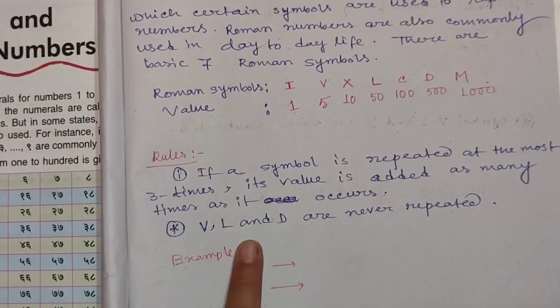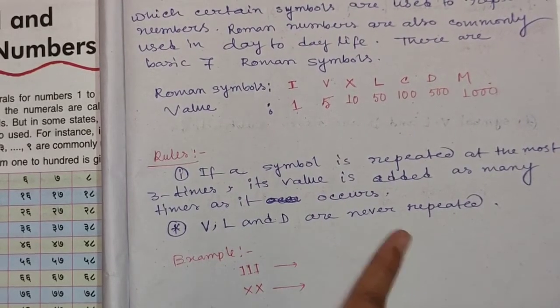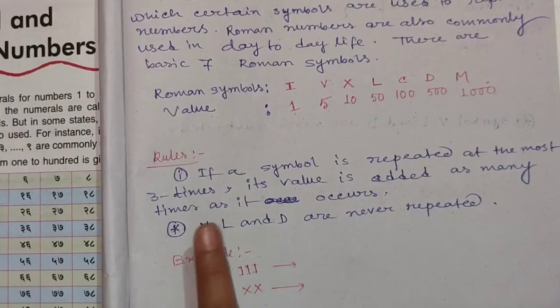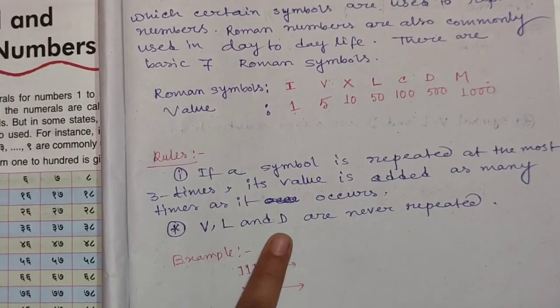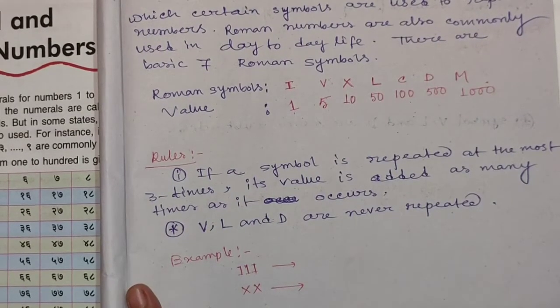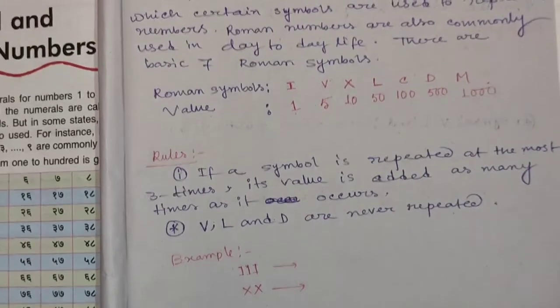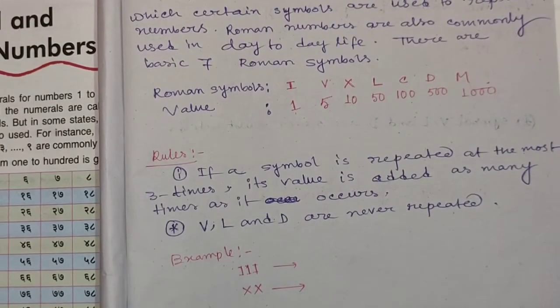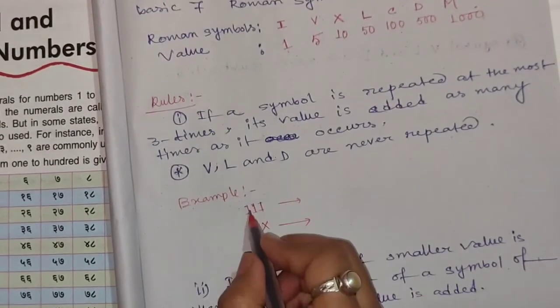But V, L and D are never repeated. এই ভ্যালুগুলো কখনোই রিপিট করা যায় না। তাহলে একটা সিম্বল যখন সব থেকে বেশি 3 টাইমস রিপিট করা থাকবে আমরা সেই ভ্যালুগুলোকে অ্যাড করব যত টাইমস সেটা রিপিট করা আছে। But the values V, L and D will never be repeated. So let's see some examples.